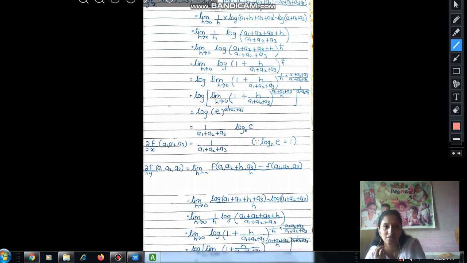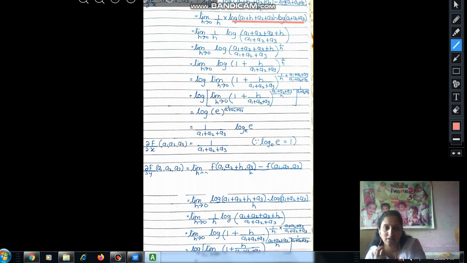Okay. So that means we are adding here limit h tends to 0, log of (x plus y plus z). So value of x is here a1 plus h, value of y is a2, value of z is a3, minus log of f of (a1, a2, a3). F of (a1, a2, a3) means log of (a1 plus a2 plus a3). Okay. Remember the function. In the function we have simply substituted these values and written it. Now we are calculating this, taking 1 upon h outside here, 1 upon h into log of (a1 plus h plus a2 plus a3) minus this.